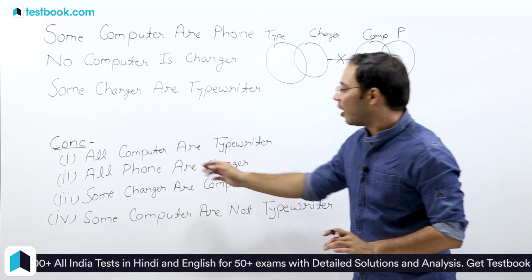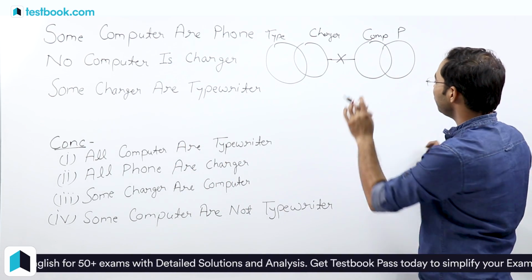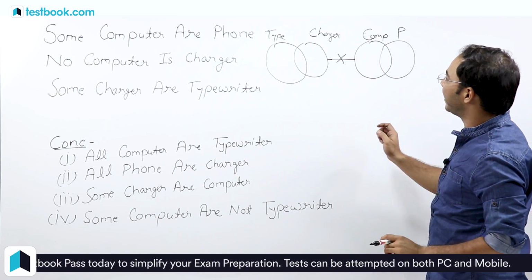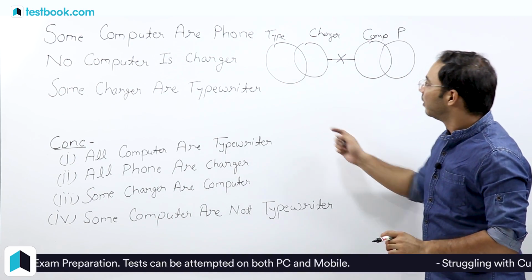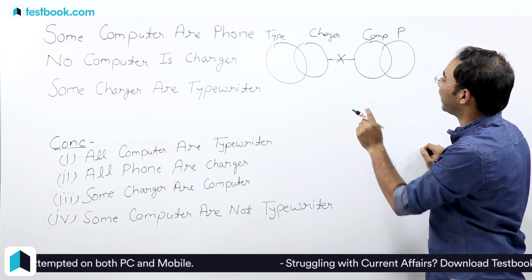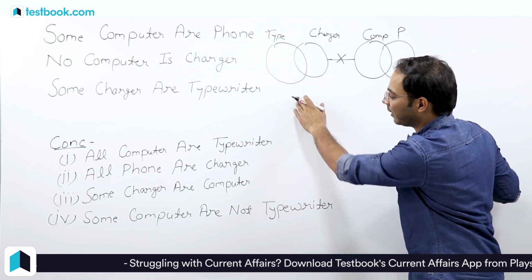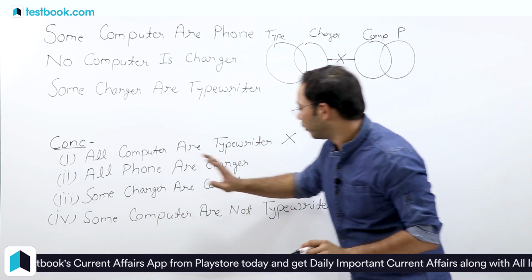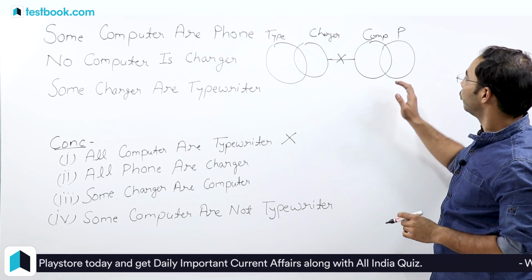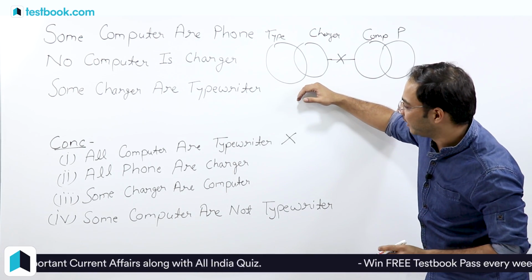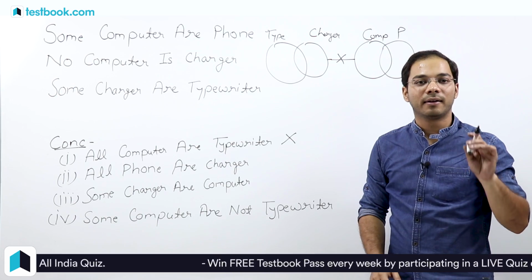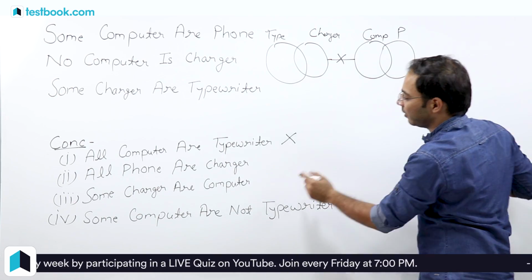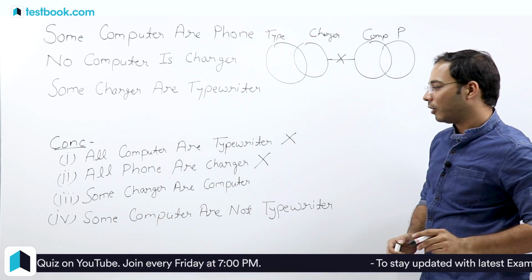First conclusion is all computers are typewriters. Now this is computer and this is typewriter, and it is saying that all computers are typewriters. If you look at the figure, you cannot find a direct relation between computer and typewriter. So this will be a wrong conclusion. Second is all phones are chargers. So look, phones are here, charger is here. Can you find a direct relation between them or not? There is no direct relation between phone and charger. So this will also be wrong.